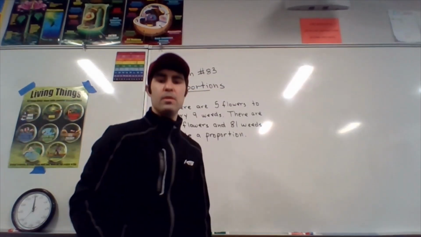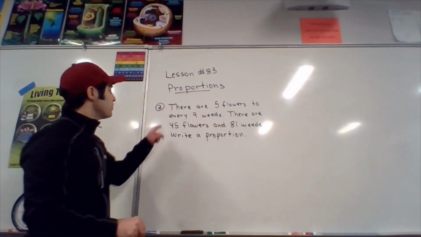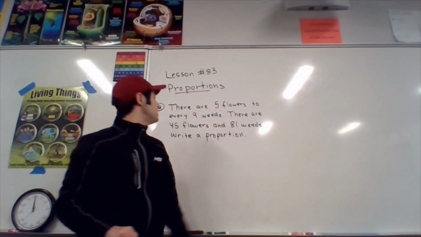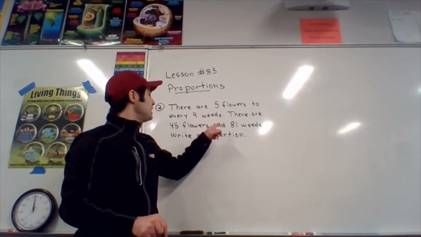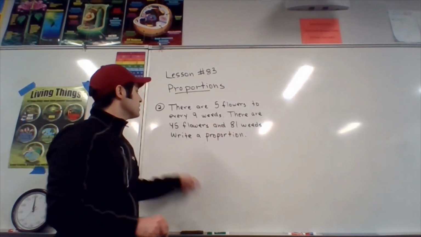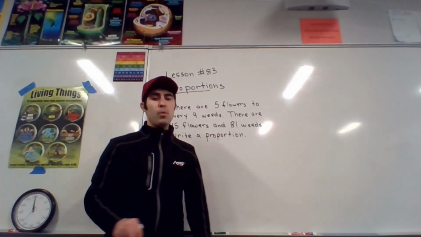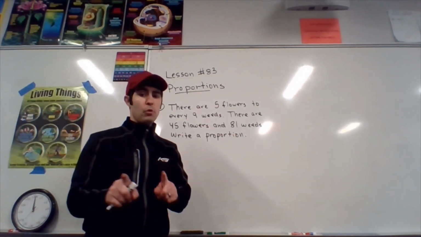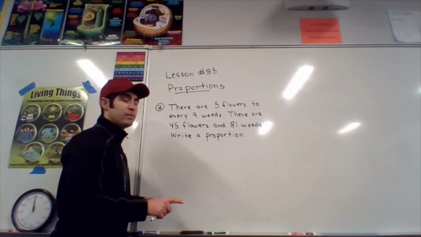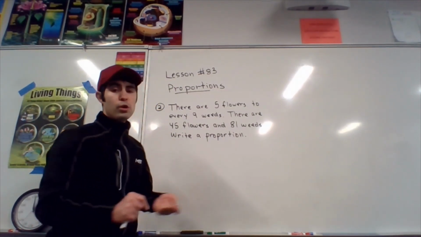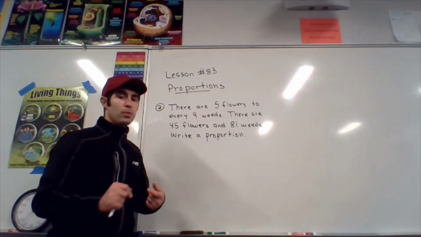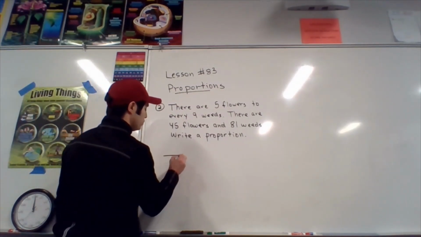Good job. All right, here's your practice problem. There are 5 flowers to every 9 weeds. There are 45 flowers and 81 weeds. Write a proportion. First step, before you pause it and do this problem by yourself, I want you to do the word ratio first. That's the ratio made out of words. So you do that right there.